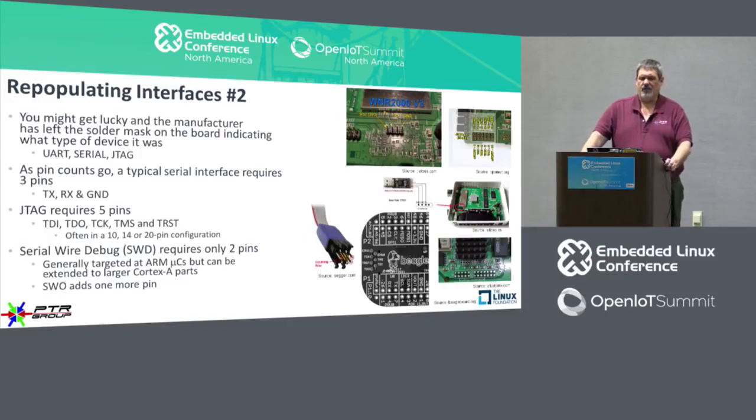Generally, the serial wire debug is targeted at microcontrollers, but we're starting to see it now on some of the larger ARM Cortex-A parts as well. And if we had a requirement for serial wire output, which is basically a print line, it's a serial port, that requires just one more pin. So in 3 pins, we can absolutely get basically a debug interface, et cetera.